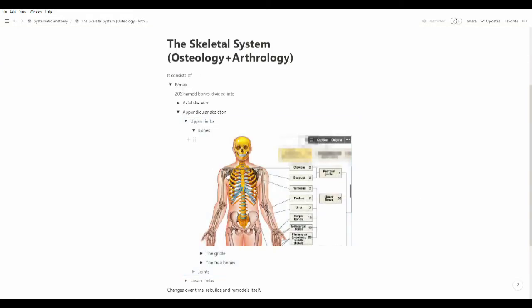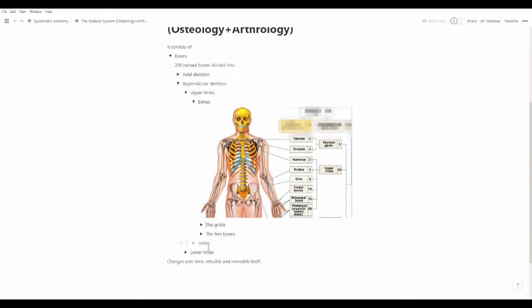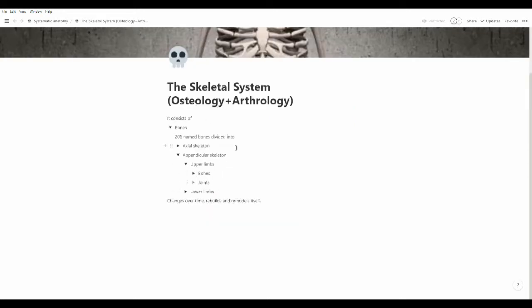The bones seem to be the easier part. There's the joints, which seems to be very much more complicated than the joints of the axioskeleton. So yeah, the bones of the upper limb. Okay, so I'll divide this video in two parts, maybe both in one video, we'll see about this. The bones of the upper limb, which we'll be doing first.